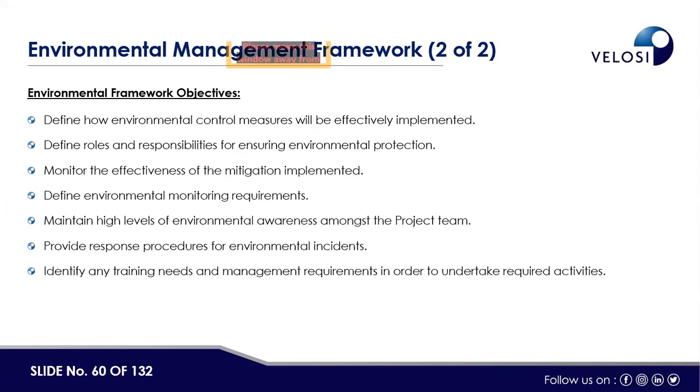Define how environmental control measures will be effectively implemented, define roles and responsibility for ensuring environmental protection, monitor the effectiveness of the mitigation implemented, define environmental monitoring requirements, and maintain a high level of environmental awareness among the project team. As I mentioned, it also determines the training and the competency, so it also maintains a high level of environmental awareness among the project team. Provide a response procedure for environmental incidents. It basically comes under communication, as I told you, that it can be internal and it can be external. And then identify any training needs and management requirements in order to determine required activities.